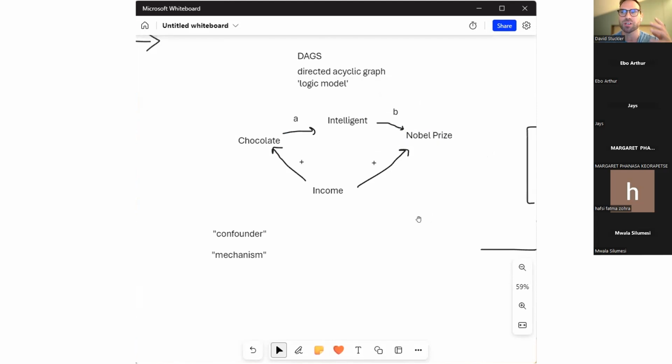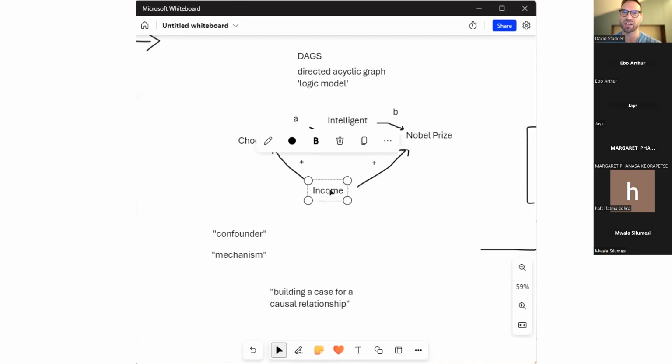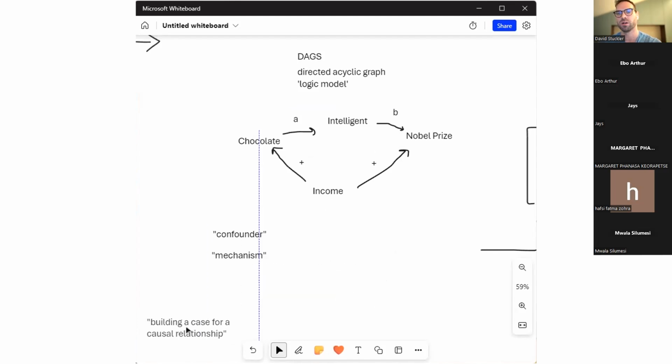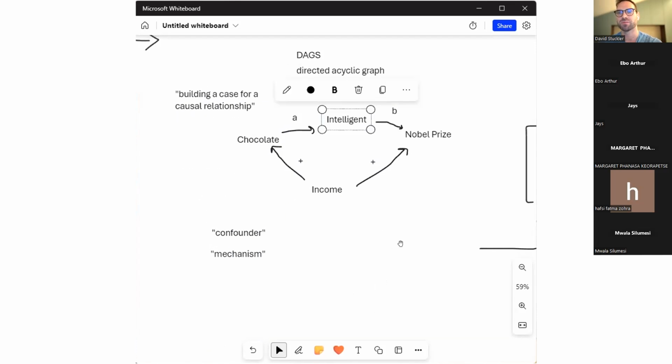And sometimes when you do quantitative work, you're kind of putting together bits and pieces. I like to think of it as you are like a lawyer building a case for a causal relationship. You're building evidence, saying, no, income didn't confound it. It's causal for this, this, and this. And we'll come back to a little bit more talking on causality. Okay. So this is a mechanism.